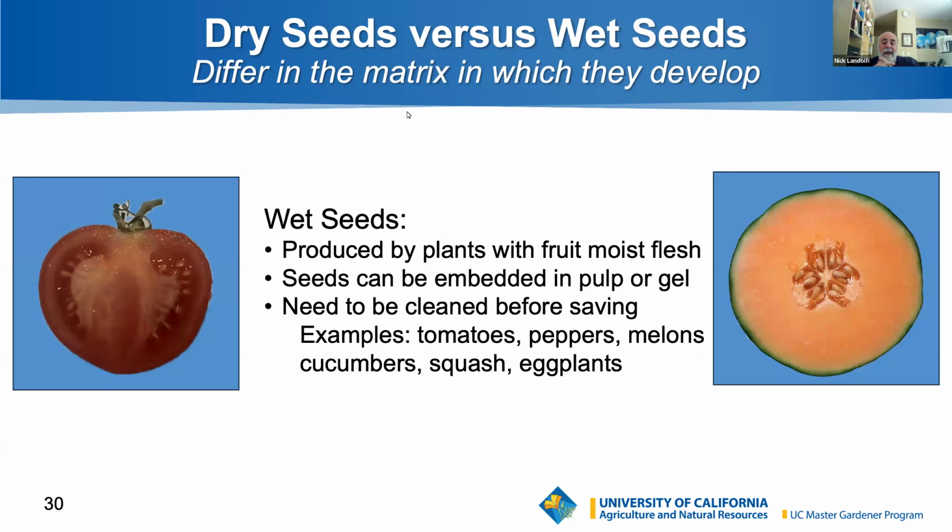Wet seeds, as the name implies, are produced by plants whose seeds are embedded in moist pulp or gel. These seeds need to be cleaned before they are dried and saved. In many cases, all that needs to be done is rinse the seed a few times in water to remove any attached pulp. For example, cantaloupe seeds. Some seeds, such as tomatoes and cucumbers, require more treatment.